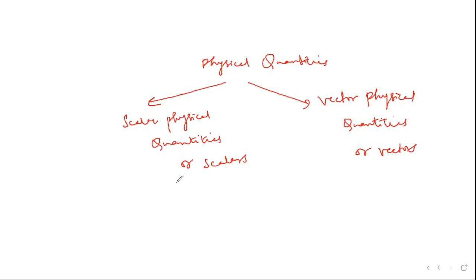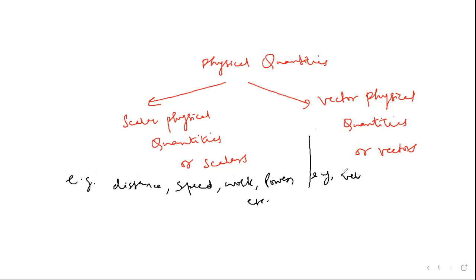You know the examples here. Examples of scalars are distance, speed, work, power, etc. Examples of vectors: velocity, displacement, acceleration, torque, etc.